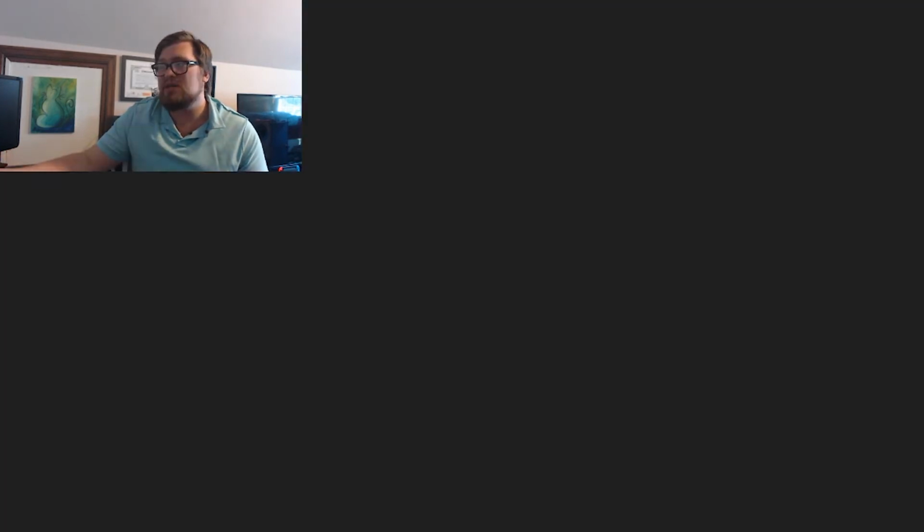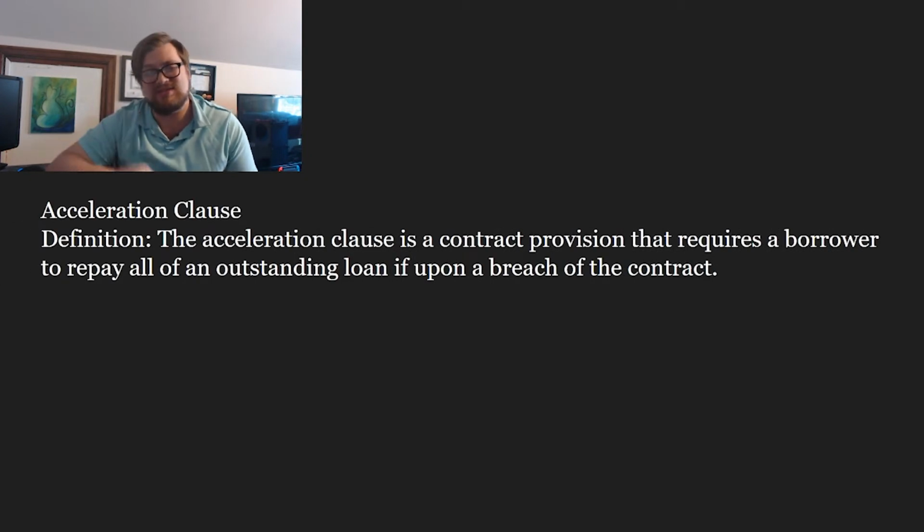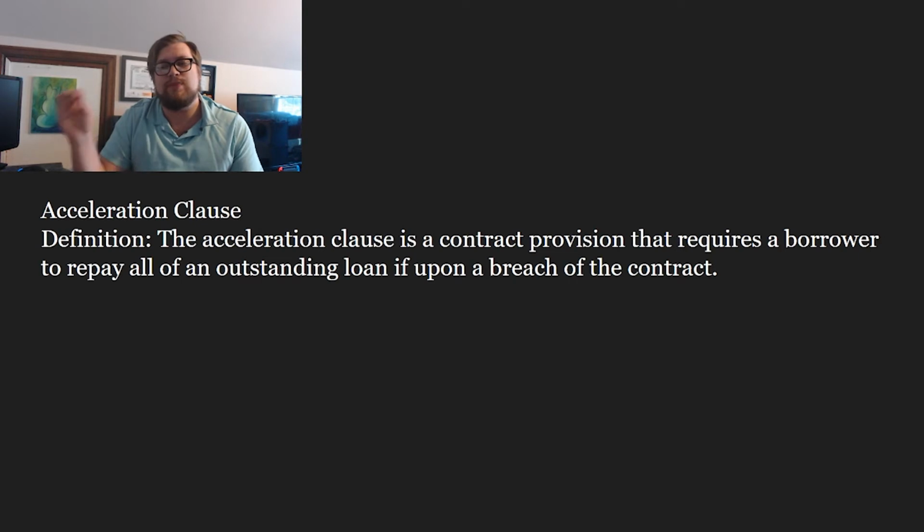So let's define the clause we're going to be talking about today, the acceleration clause. The acceleration clause is a contract provision that requires a borrower to repay all of an outstanding loan upon breach of contract. So let's dig into this definition a little bit. This basically just means that if a borrower breaks any terms of their mortgage, the lender can demand an accelerated payment. In other words, rather than paying off the loan monthly over 15 to 30 years in a typical mortgage, the whole amount is due instantly.